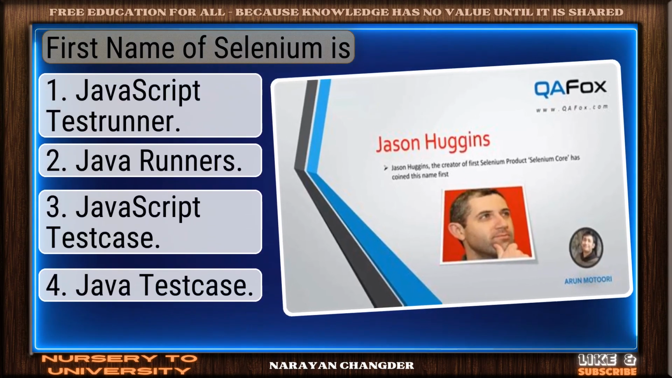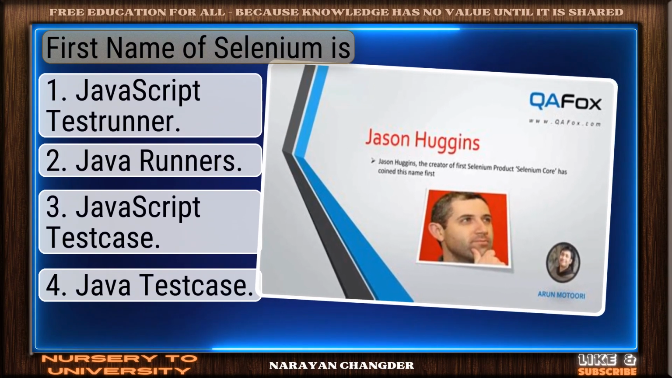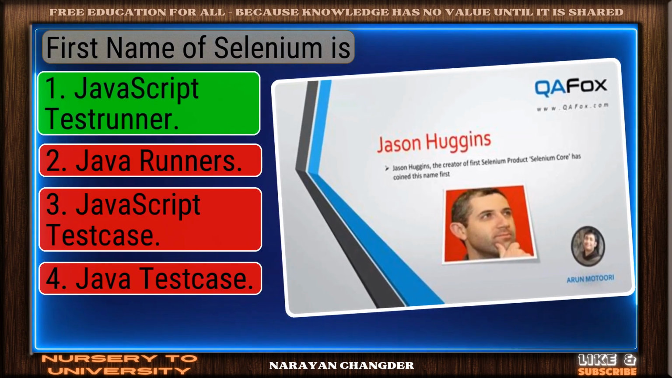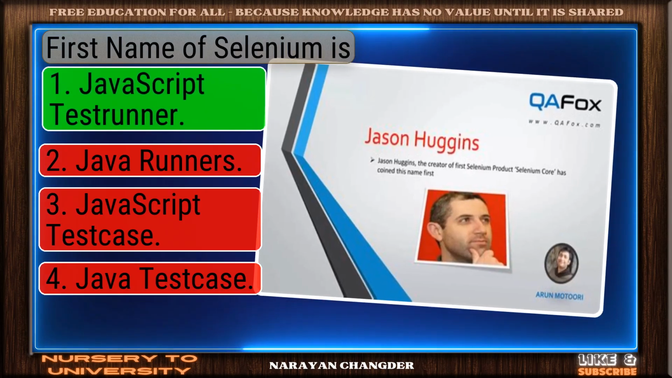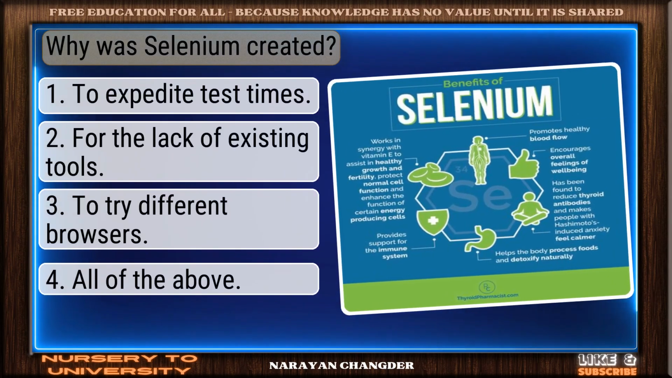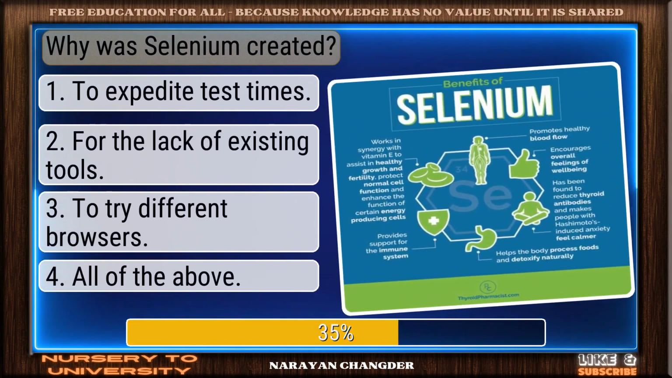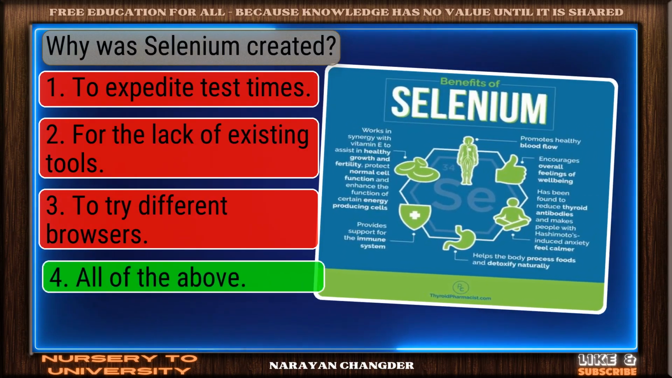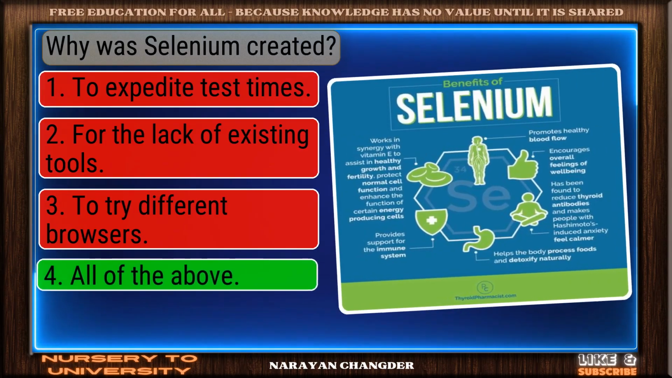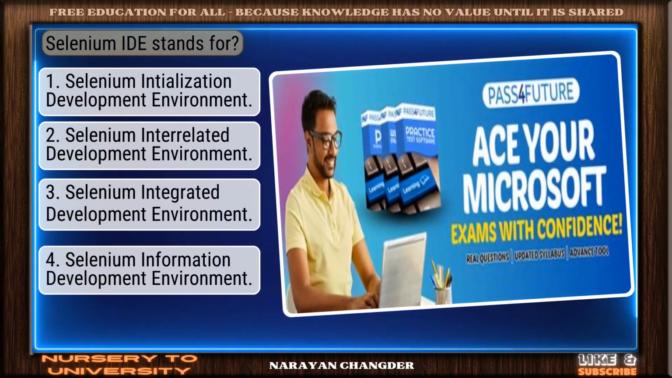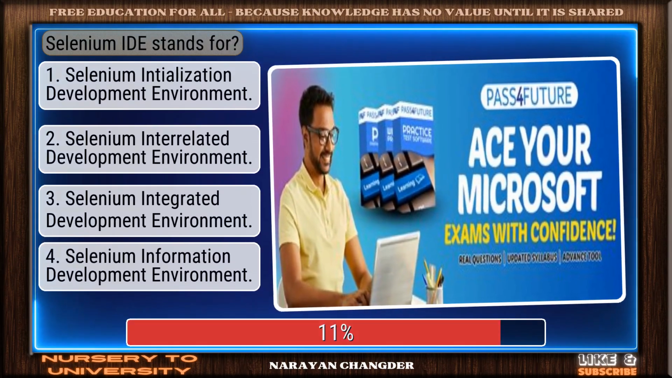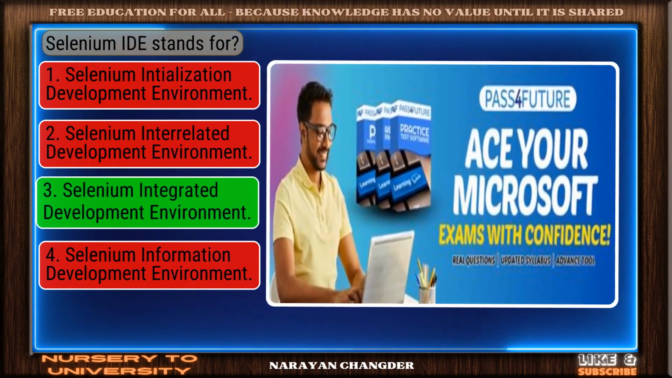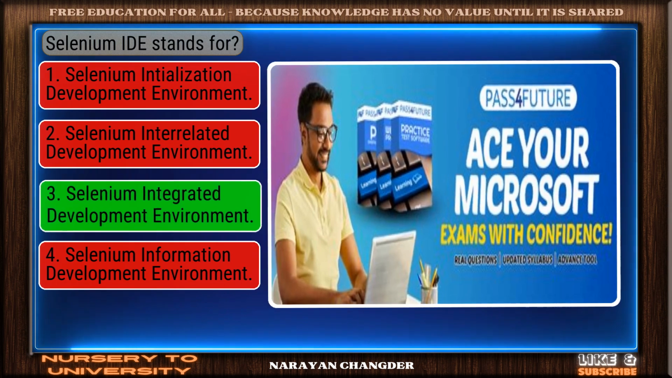Question number 70. First name of Selenium is? Correct response. JavaScript Test Runner is the most accurate answer. Question number 71. Why was Selenium created? Exactly. All of the above makes sense, and it is the right choice. Question number 72. Selenium IDE stands for. Great thinking. Selenium Integrated Development Environment is the right choice.